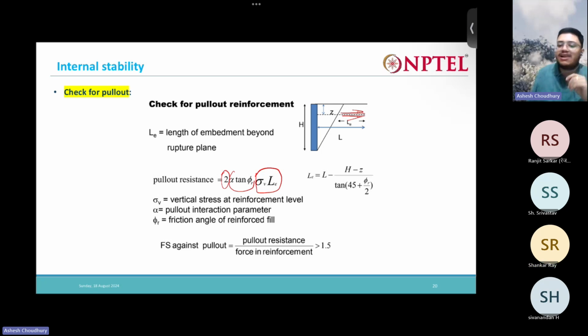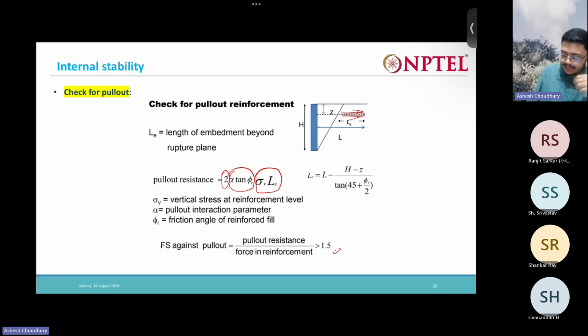Tan phi is the friction coefficient of the reinforced soil. We reduce that by alpha, the pull-out interaction parameter, and we get alpha times tan phi. You will see how these are calculated next. So for the pull-out factor of safety, the pull-out resistance should be greater than the force in the reinforcement.